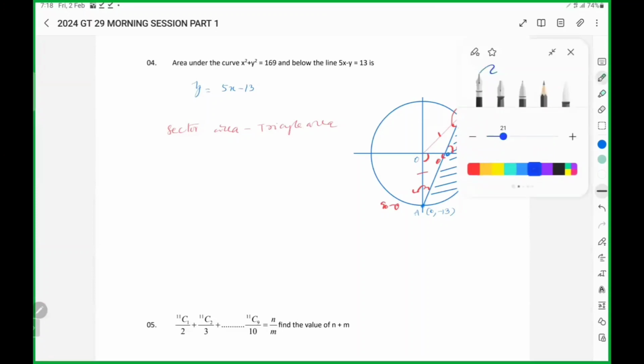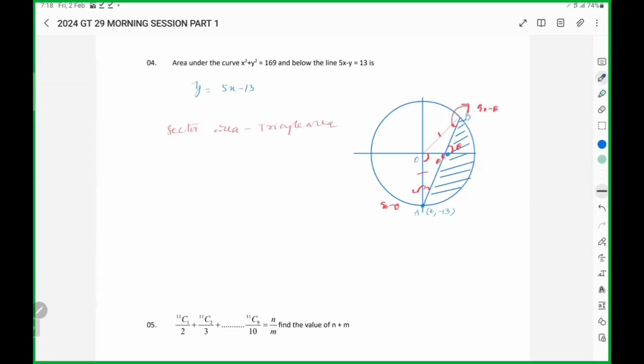And this one is, so 180 minus 90 minus theta plus, it is 2 theta. So now the sector area is half r square. In between them the angle is 2 theta. Triangle area is half AB sin C. R square is 13 square.